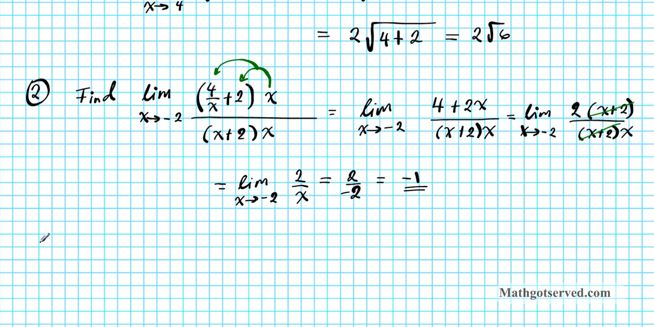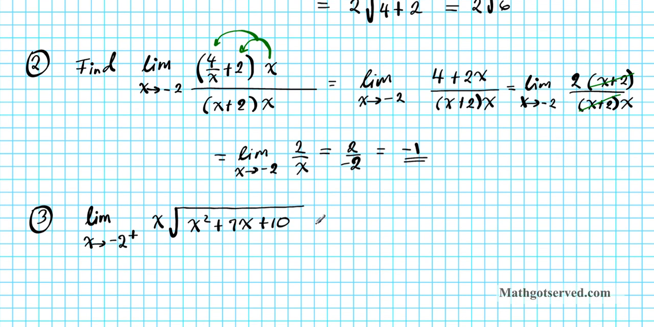Let's take a look at question 3. For question 3, we want to find the limit as x approaches -2 from the right of x times the square root of x squared plus 7x plus 10. All we do here is plug in -2 from the right and see if we run into any issues with the domain. If not, we can just evaluate it. So let's go ahead and evaluate it.